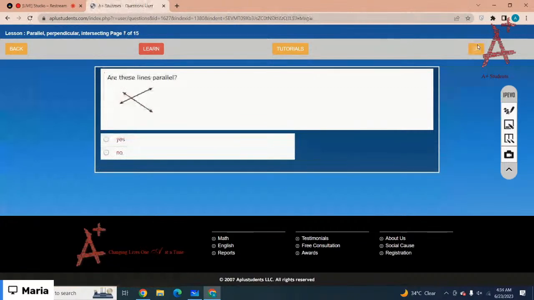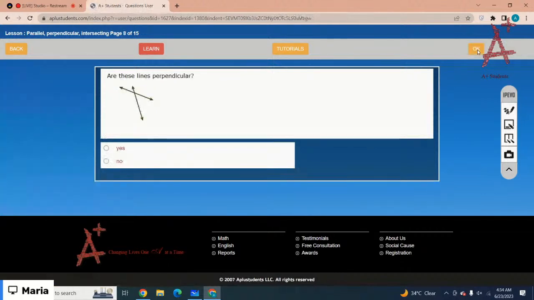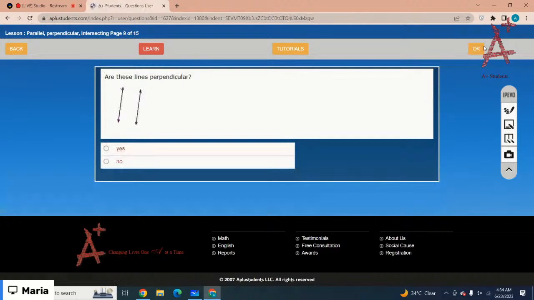Are these lines parallel? No, they are intersecting. They are not parallel. So the correct option is no. Are these lines perpendicular? No, these lines do not make an angle equal to 90 degrees, so they are not perpendicular. Are these lines perpendicular? No, they are parallel.